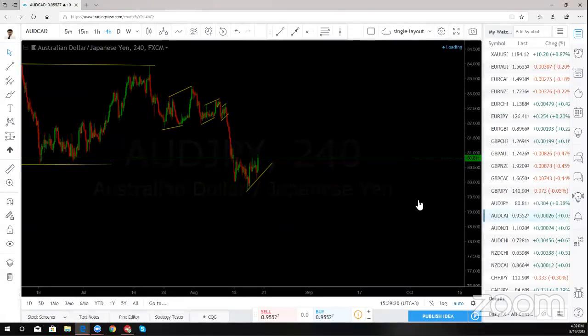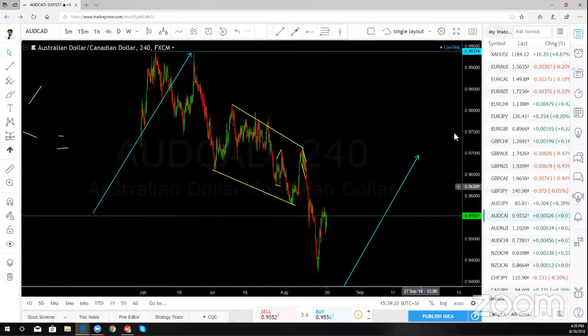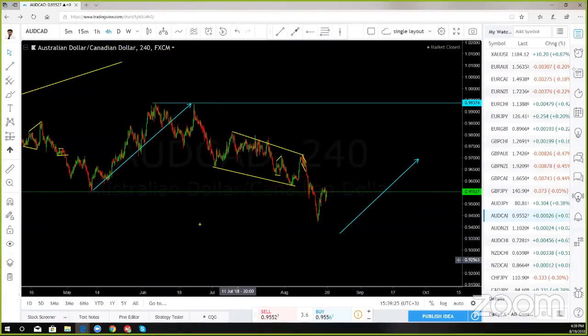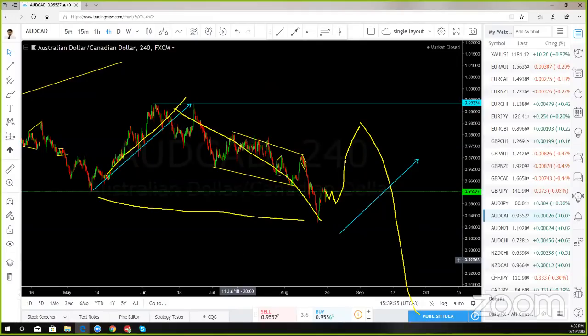Aussie CAD. Aussie CAD looks upside. We were expecting one more upside in the Aussie CAD because this in the middle here definitely looks like a whole corrective structure. So I expect this to consolidate and look for one more up like this. And then we'll consider the downside when we complete this structure.